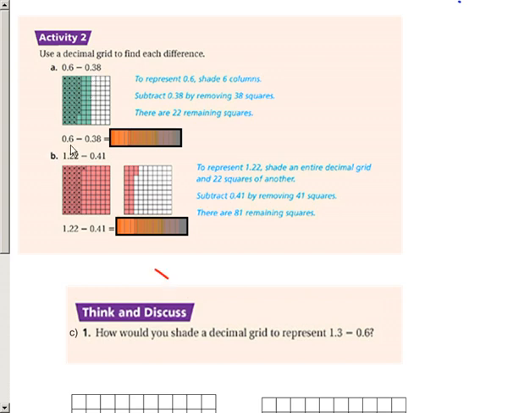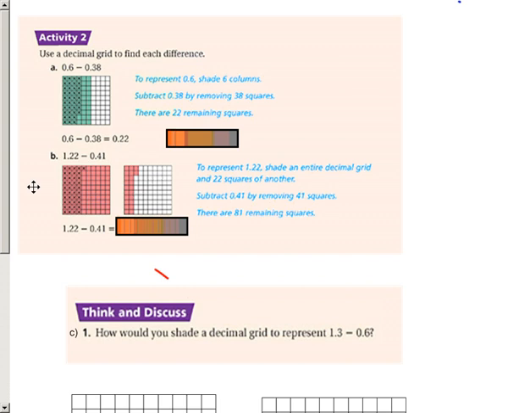So in this example, we shaded 6/10 green. They crossed out 3/10, 3 rows of 10, and they crossed out 8 hundredths. And then you can see what's left, and that's going to be our answer. So we have 2/10 left and 2 hundredths left, or 22 hundredths.